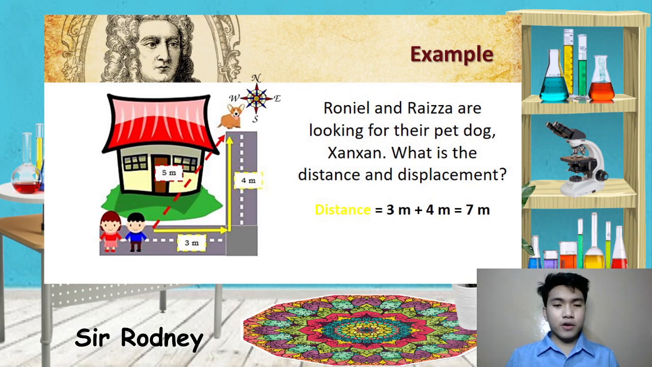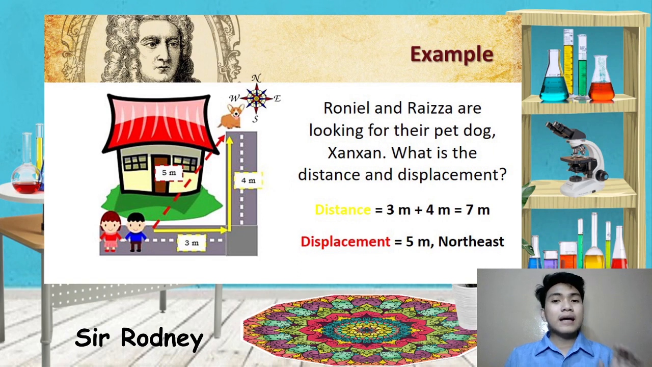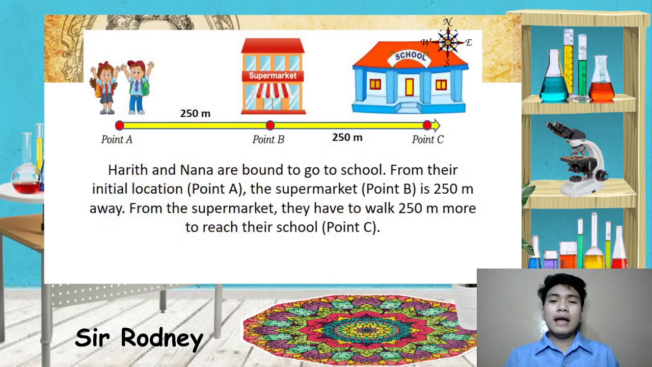In this figure, displacement is represented by the red broken arrow. The total distance between the initial and final position is 5 meters northeast. Take note that displacement is a vector quantity which has both magnitude and direction. So, our displacement always has a direction. Let's take a look at this other example.